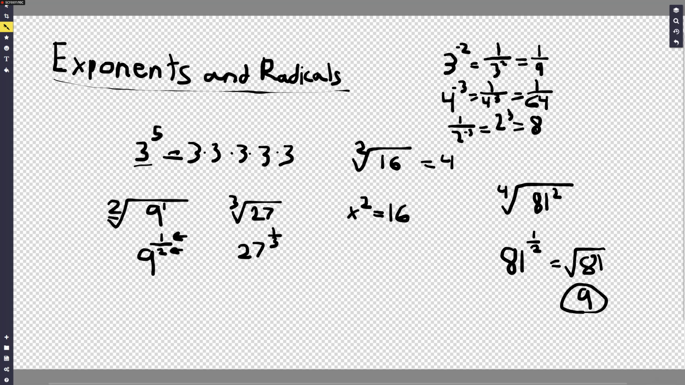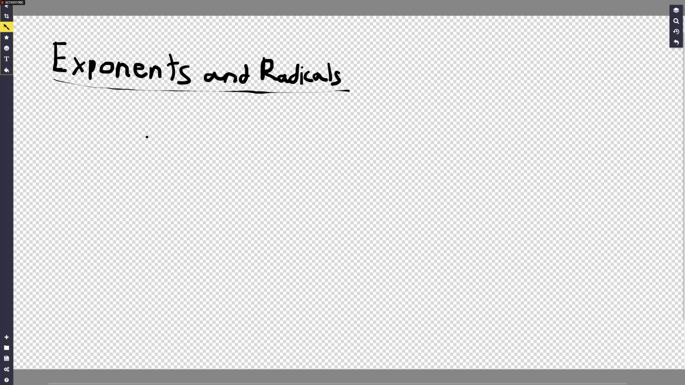Okay? Now let's cover some exponential properties. There's 3 main exponential properties. Let's talk about the product property. Okay? So let's say that we have something like x to the power of m times x to the power of n. That's going to be equal to x to the power of m plus n. So when you're multiplying two exponents with the same base, you add their exponents, okay?